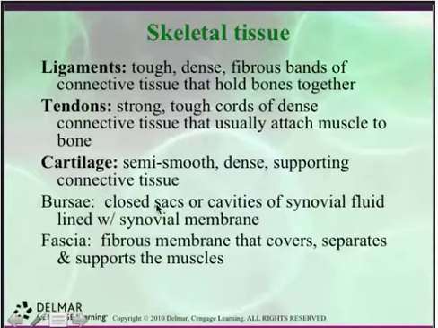There are also accessory structures that help to lubricate the tendons. Bursae are closed sacs or cavities of synovial fluid that are lined with synovial membrane. Very often they can cover aspects of the joint, or sometimes they're present as tendon sheaths that allow easy sliding of tendons over structures such as muscle and bone in order to ease movement. The synovial membrane produces synovial fluid, which is sort of like a biological oil that eases the range of motion in these joints. The fascia is connective tissue that covers, separates, and supports the muscle.